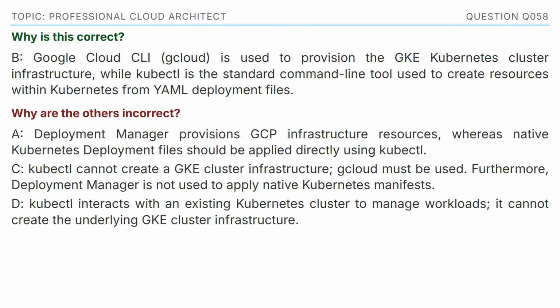A. Deployment Manager provisions GCP infrastructure resources, whereas native Kubernetes deployment files should be applied directly using kubectl. C. kubectl cannot create a GKE cluster infrastructure, Cloud must be used. Furthermore, Deployment Manager is not used to apply native Kubernetes manifests. D. kubectl interacts with an existing Kubernetes cluster to manage workloads. It cannot create the underlying GKE cluster infrastructure.